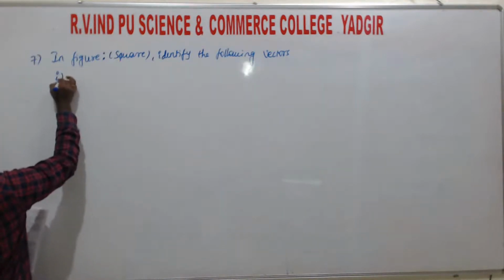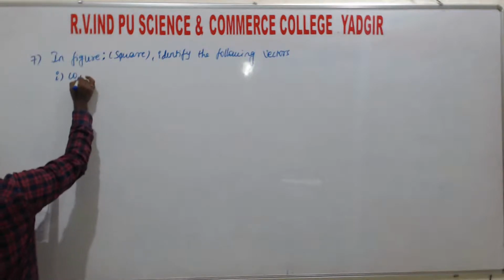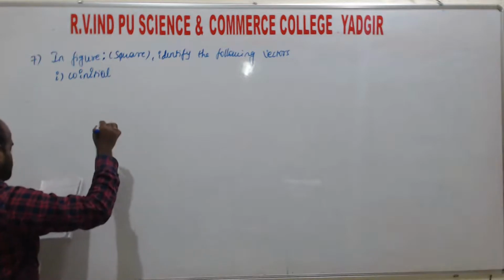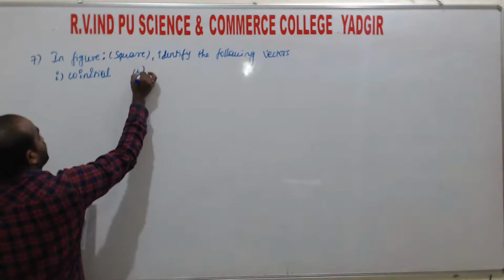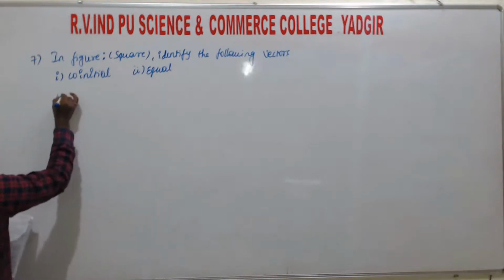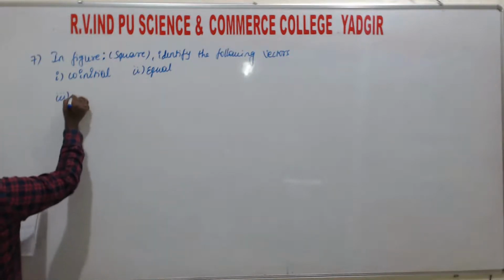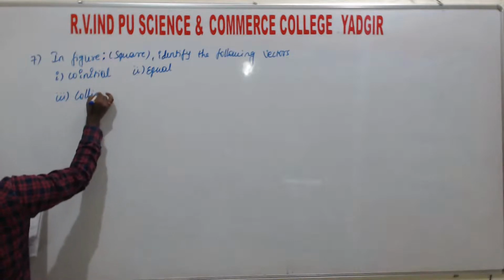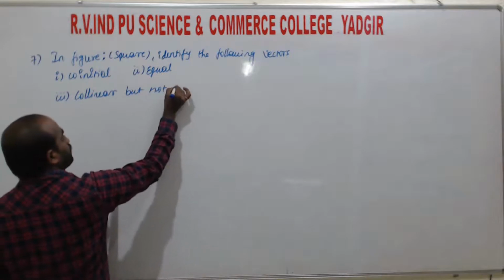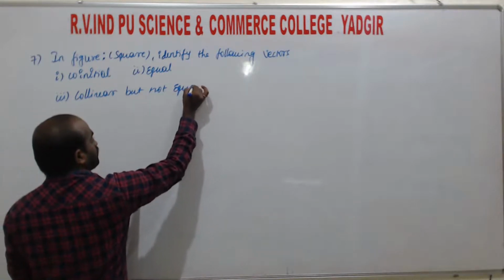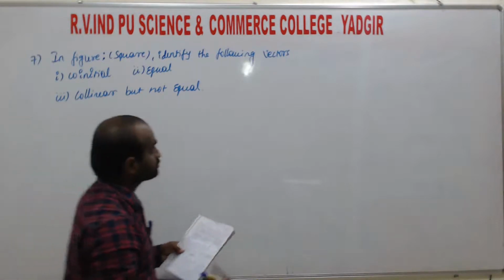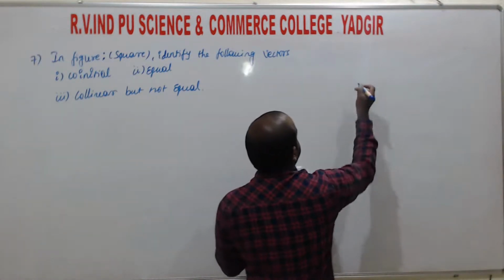First one, co-initial. Second one, equal. Third one, collinear but not equal. Collinear but not equal. Figure.